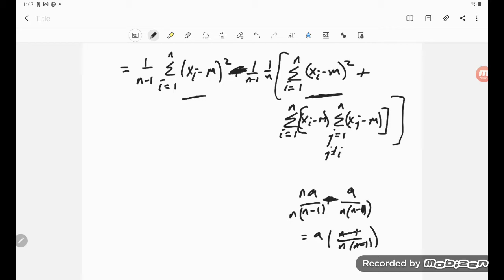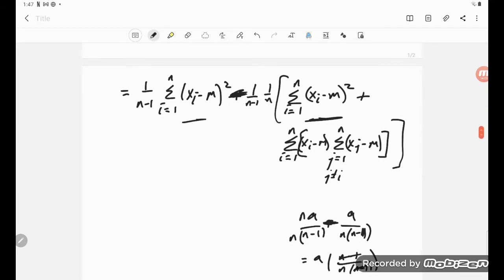Well, those cancel and we just get a over n. So what this becomes up here is equal to, instead of 1 over n minus 1 times all this stuff, you get 1 over n times the sum i equal 1 to n of the xi minus m squared, and then minus this double summation down here.